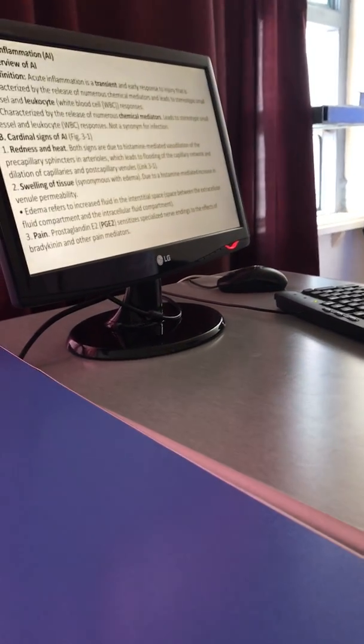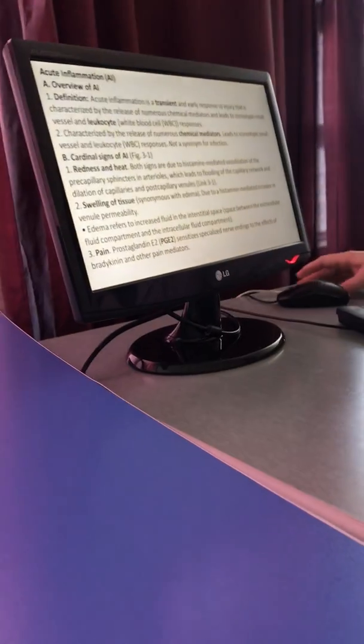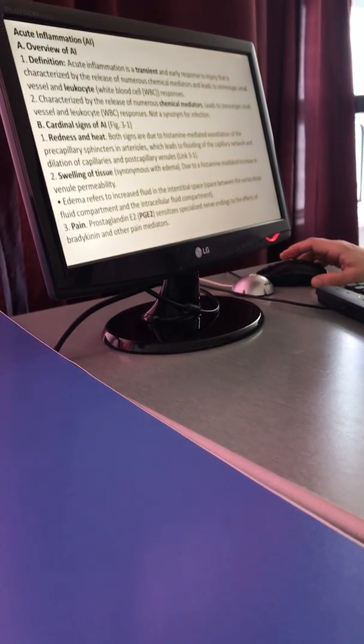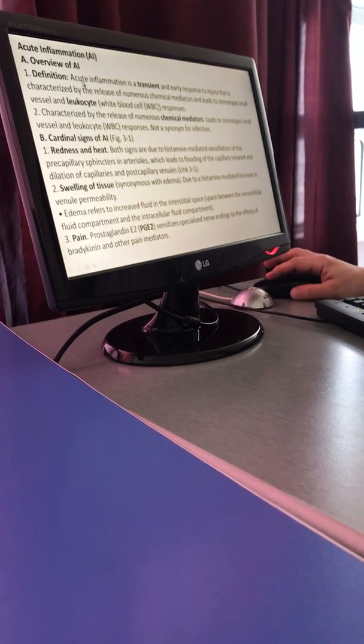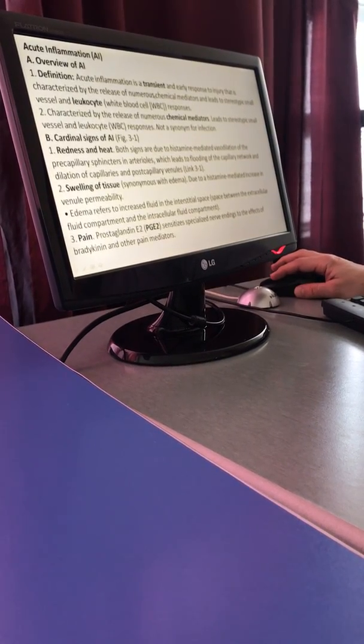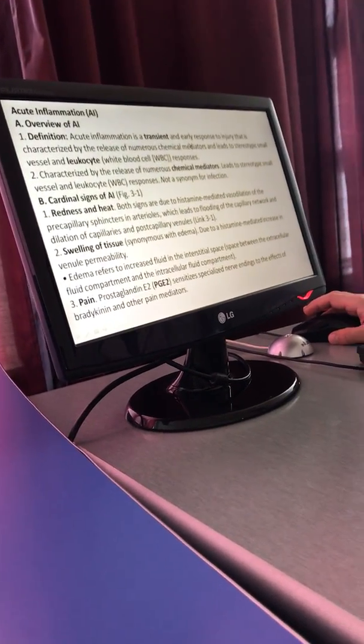Inflammation includes acute inflammation, chronic inflammation, and repair of tissue. Acute inflammation, when we say acute, means that it is a transient and early response to injury.